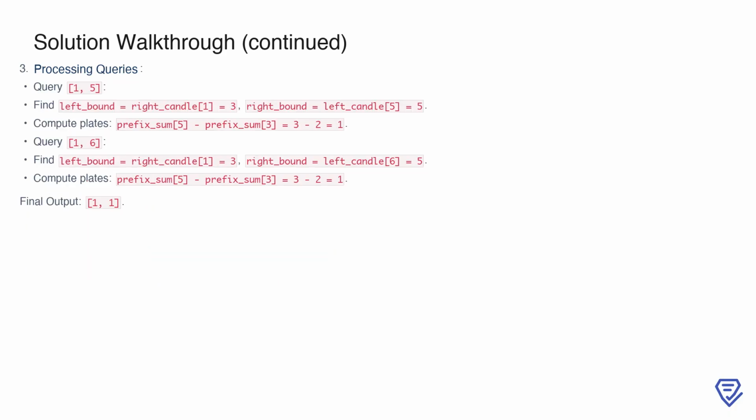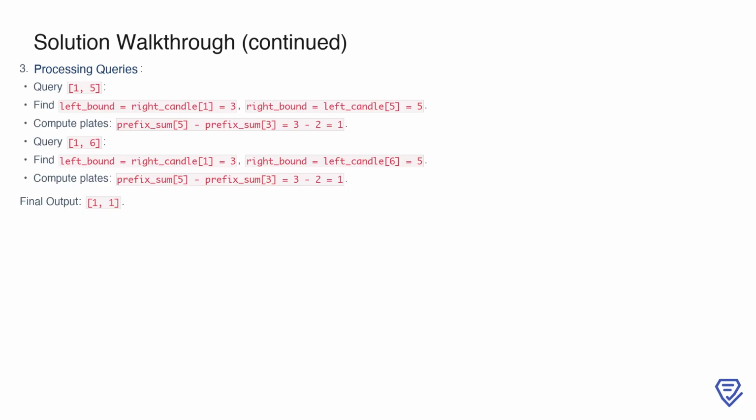With our pre-computations complete, we can now efficiently process the queries. For the first query, 1, 5, we use the right_candle array to find the nearest candle to the right of index 1, which is at 3. Similarly, we use the left_candle array to find the nearest candle to the left of index 5, which is also at 5. With these bounds, we calculate the number of plates between these candles using the prefix_sum array: prefix_sum[5] - prefix_sum[3] = 3 - 2 = 1.